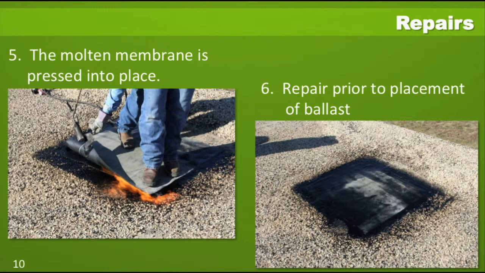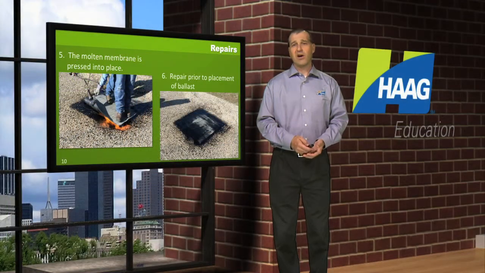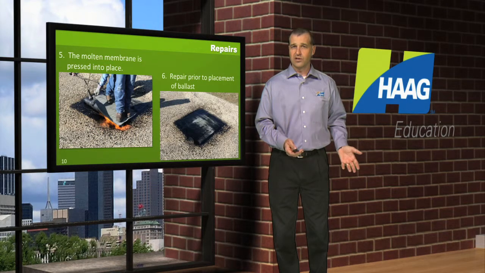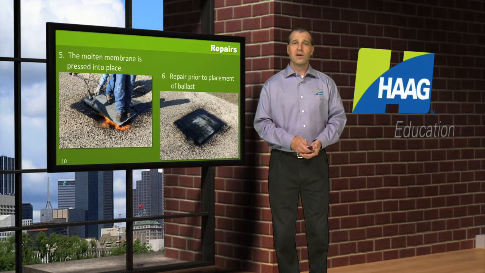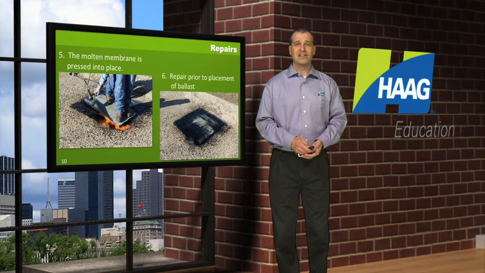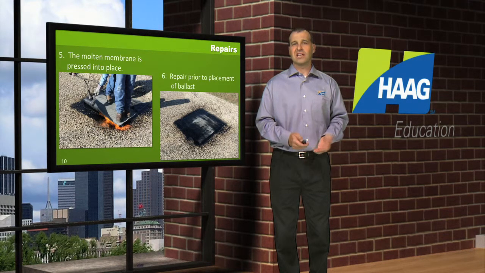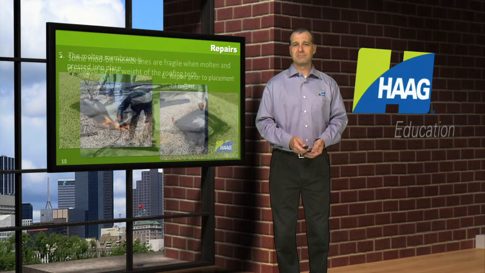Now, if you wanted to get the gravel ballast back on it to match existing, you could either just spread it on loosely, or you could use some type of cold applied bitumen to get the loose gravel ballast to stick and adhere in that area.